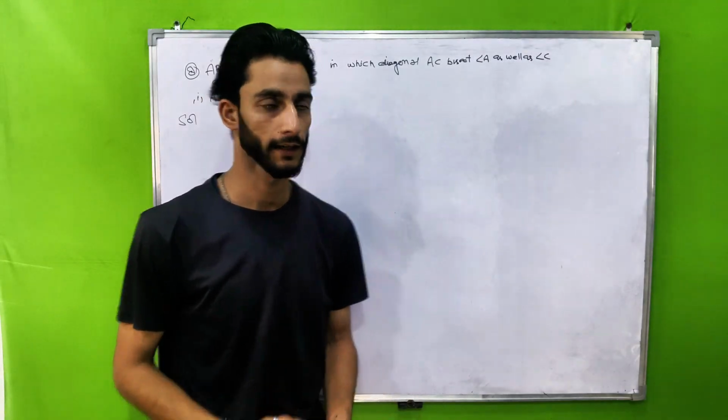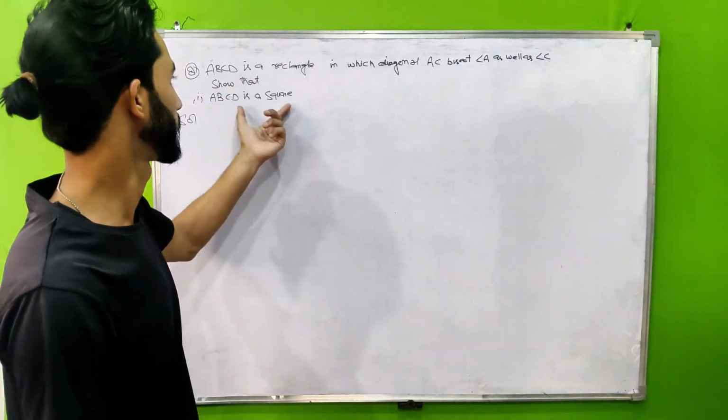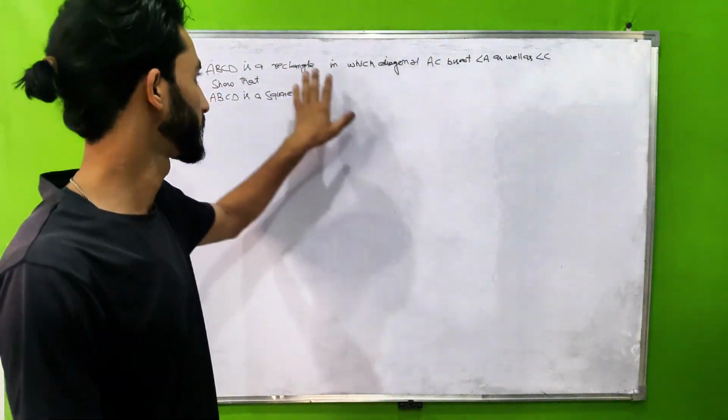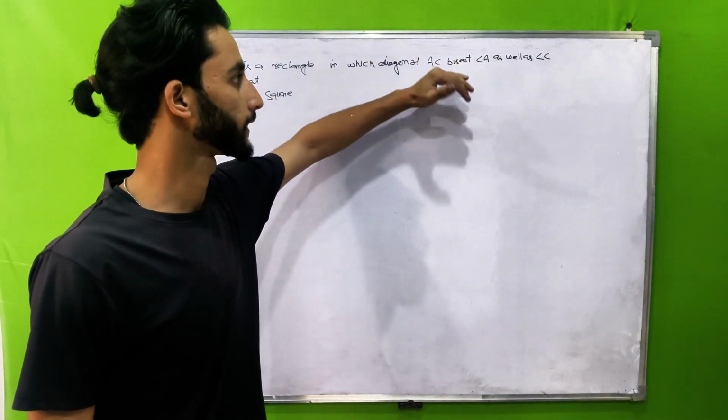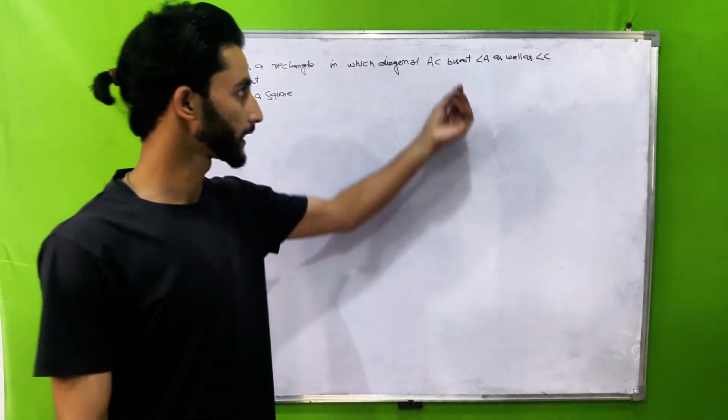This is a very important question of class 9th in which we have to prove that ABCD is a square. We are given that ABCD is a rectangle in which the additional condition is that the diagonal AC bisects angle A as well as angle C. Here is the key point, that is bisect.